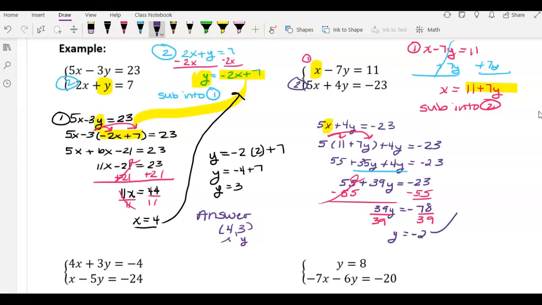We're going to take that y equals negative 2 and put it all the way back up here to find our x. So x equals 11 plus 7 times negative 2. Alright, so we get x equals 11 minus 14. So x equals negative 3. So now we have that ordered pair, negative 3, negative 2. And that's our answer.